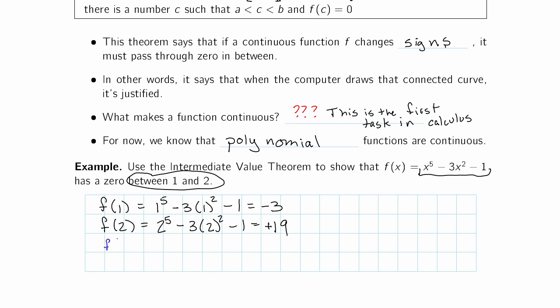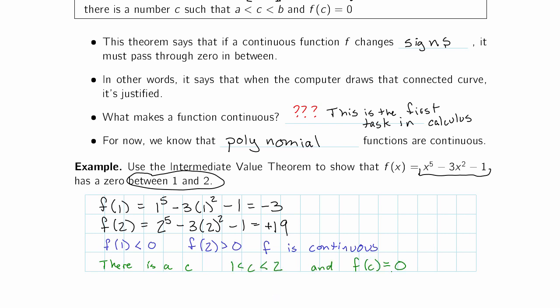because now we see f of 1 is negative, f of 2 is positive, and f is continuous because it's a polynomial. And so that tells us that there is a c between 1 and 2 that is a zero. So we've shown, using the intermediate value theorem, that that zero we saw on the graph, that was real. That really is there between 1 and 2. Now all that remains is to figure out, given a polynomial, how can we figure out where that zero actually is?